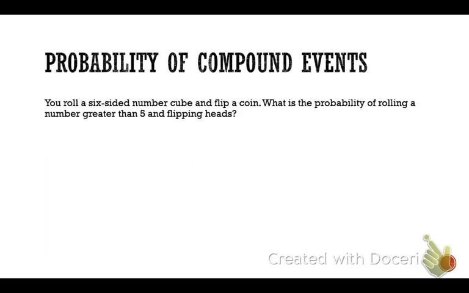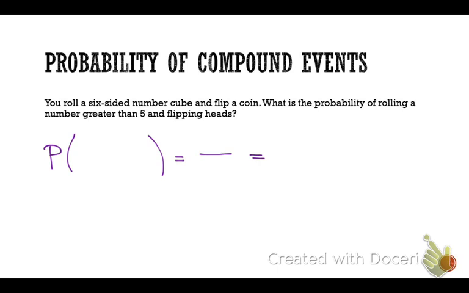Probability of a compound event. Remember, guys, on this one, both outcomes have to happen in order for it to be favorable. It says you roll a 6-sided number cube and flip a coin. What is the probability of rolling a number greater than 5 and flipping heads? So I've got probability in parentheses, then a fraction, and then a percentage. Try to fill this in. This will be our last problem.